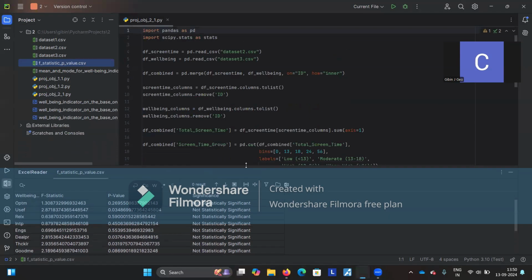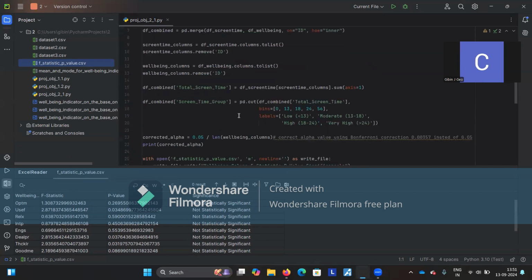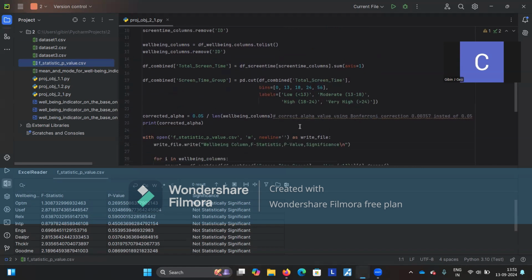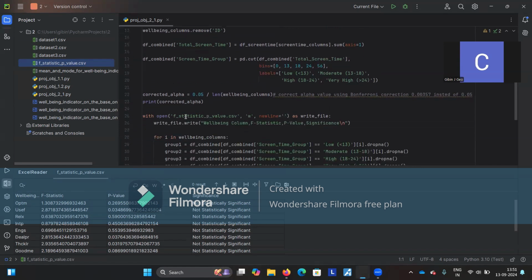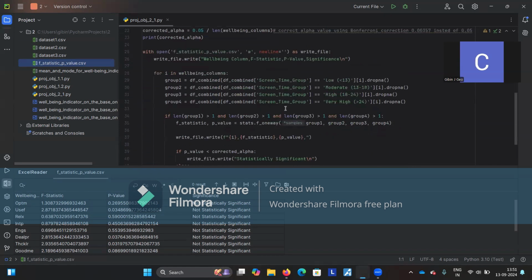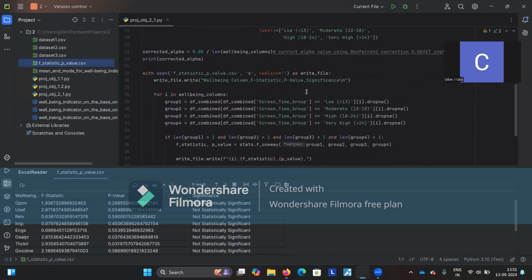First, we read the datasets and combine them using an inner join. Then we extract the screen time column and the well-being columns. Then we divide screen time into 4 bins. The value was chosen because, according to the World Health Organization, the optimal screen time for an adolescent is less than 14. That's why we group this way. Then we calculated the F-statistic and p-value for each bin and stored them in a CSV file.